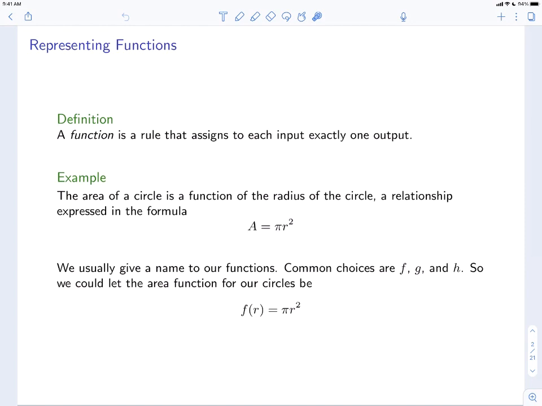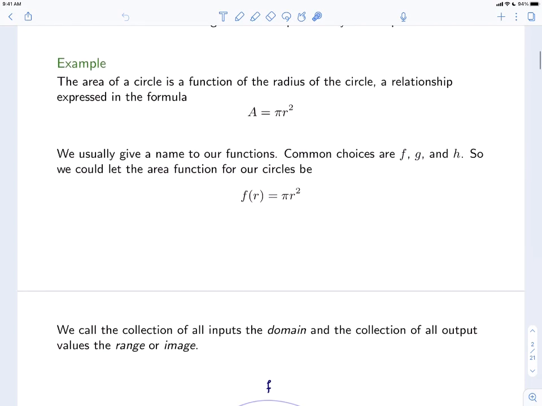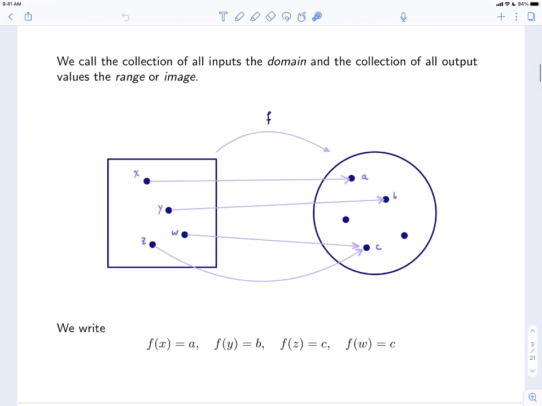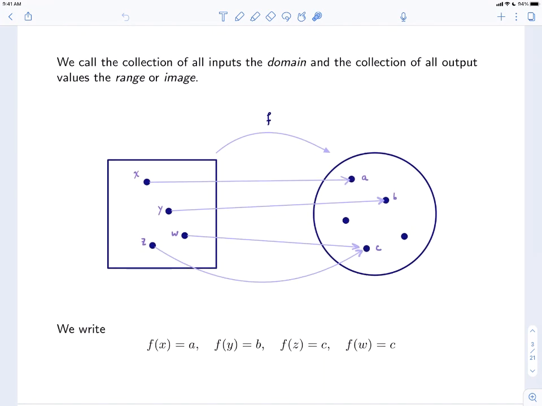We often give names to our functions. Common choices are f for function, or g or h. So we could let the area function be called f. So f evaluated at r, the radius, is pi r squared, which is the area. We call the collection of all inputs the domain, and the collection of all outputs the range or image.